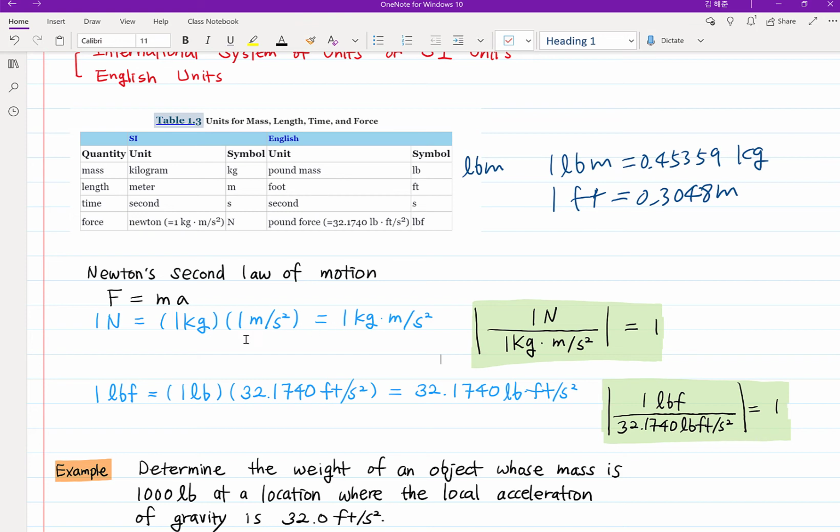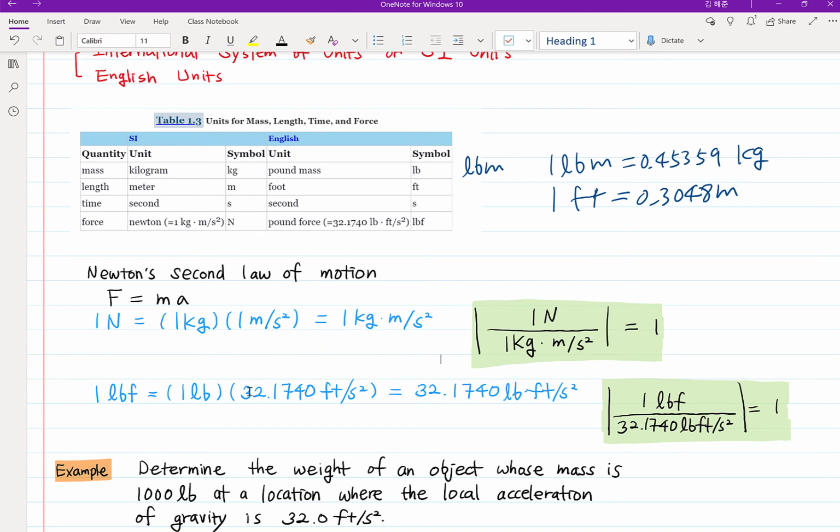So this will often be used for unit conversion. The English unit of force is the pound force. So here you see F denotes force. So 1 pound force is the force that will accelerate 1 pound of mass, here lbm, or just simply lb, by 32.174 feet per second squared.